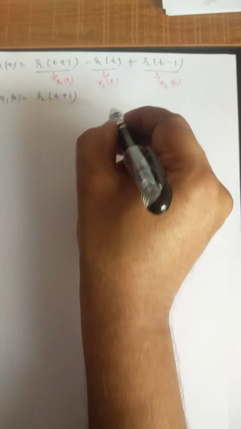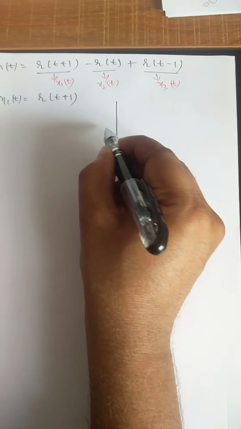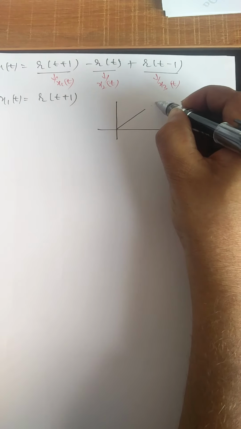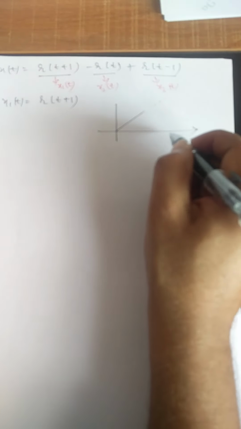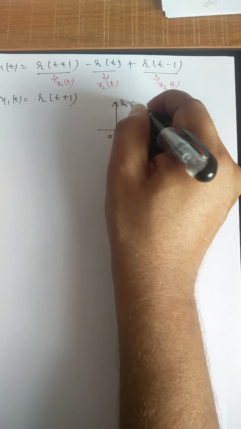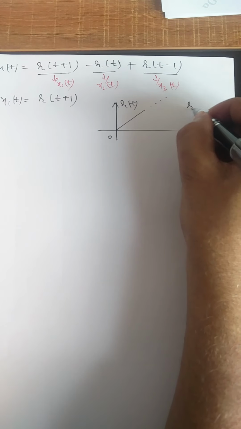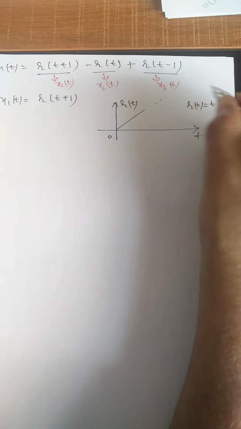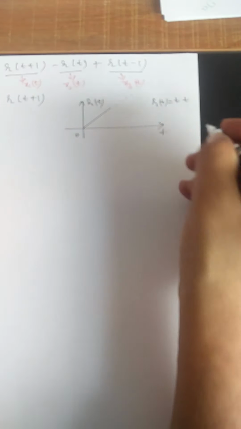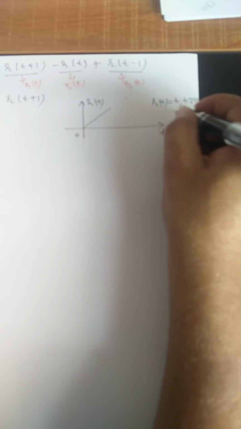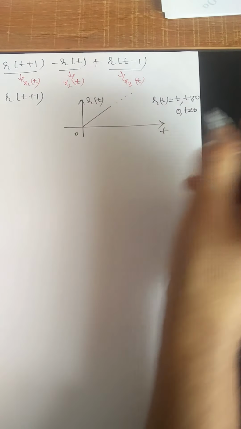That is, what is r of t? We know that r of t, as per the definition, is equal to t when t is greater than or equal to 0, and 0 when t is less than 0. Okay, this is the r of t.